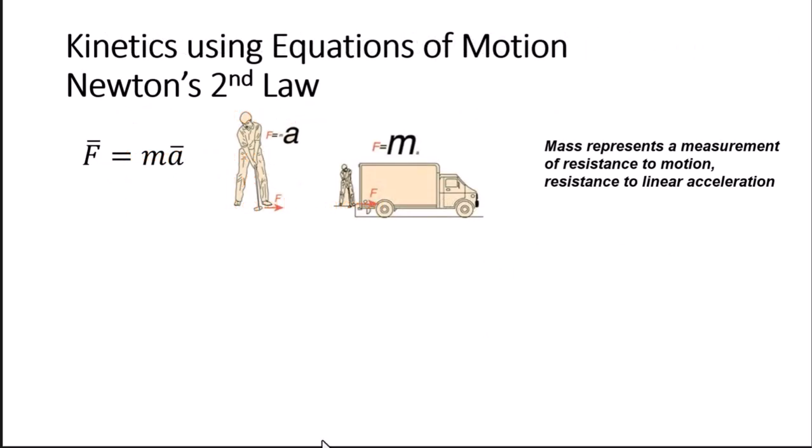Very important to remember that in Newton's second law, force equals mass times acceleration, mass represents a measure of resistance to motion, resistance to linear acceleration. If we have a very big mass and apply the same force as to a small mass, we will have a very small acceleration. If we apply the same force to a tiny mass, we will have a big acceleration.